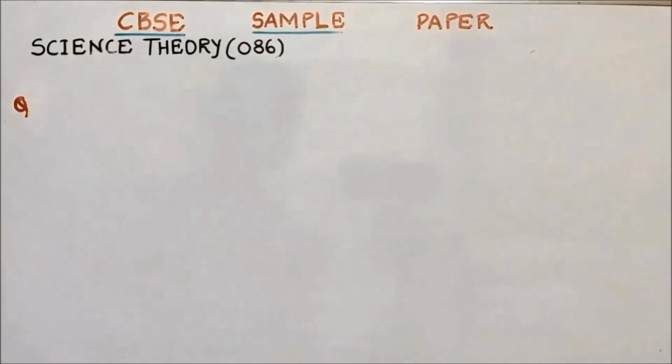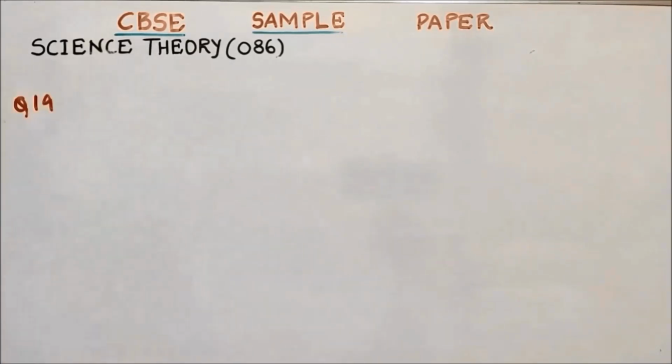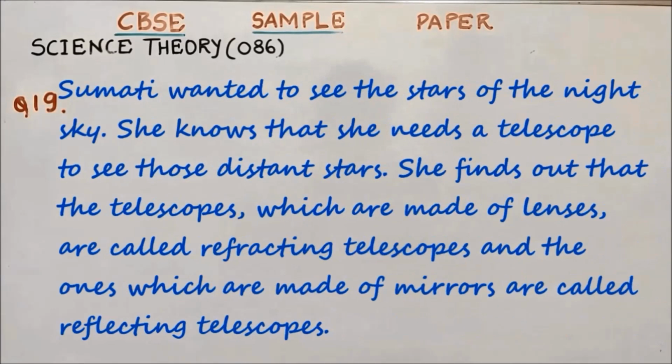So the next question is question number 19. We have a paragraph and multiple choice questions for this, out of which we have to answer any 4. So let's see the question there.